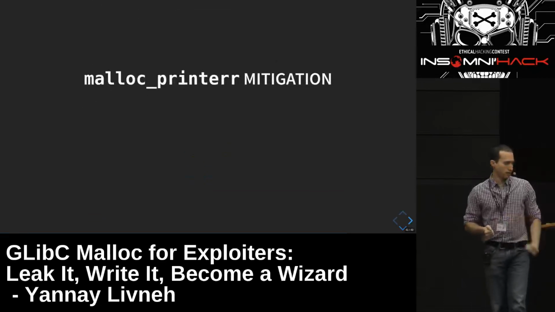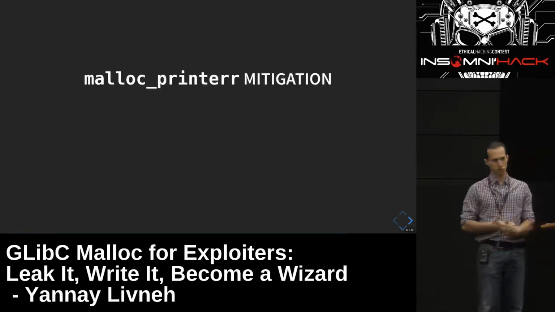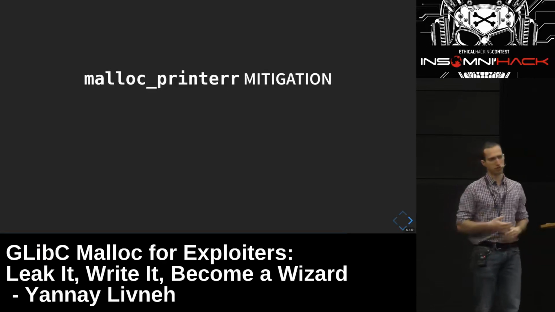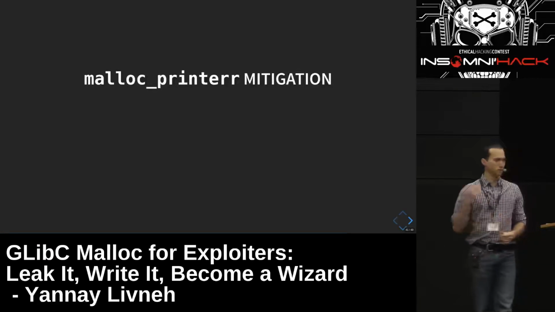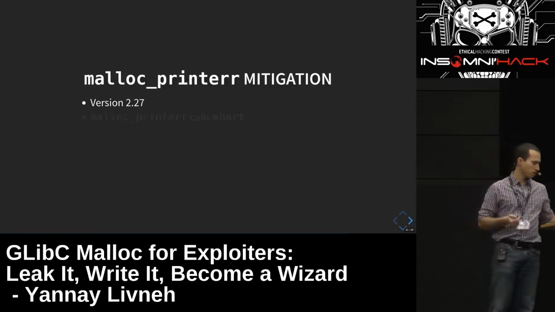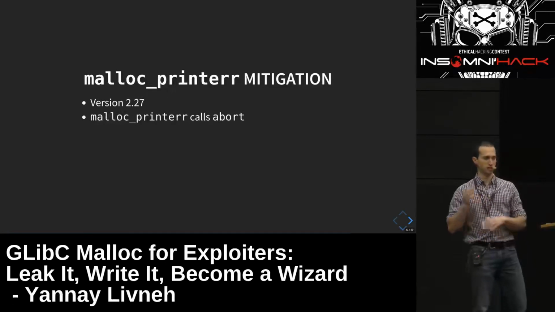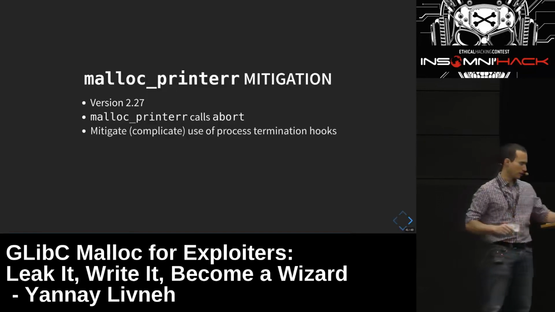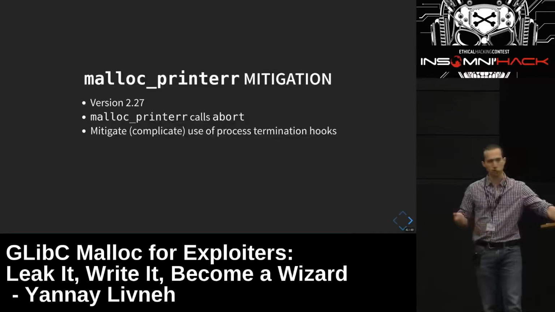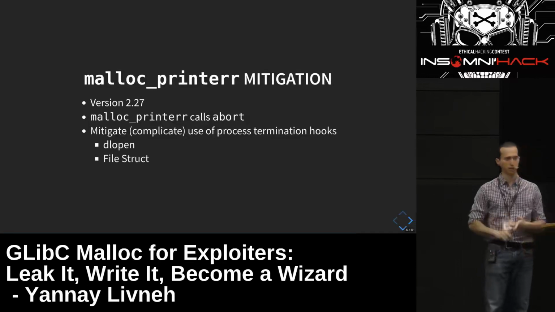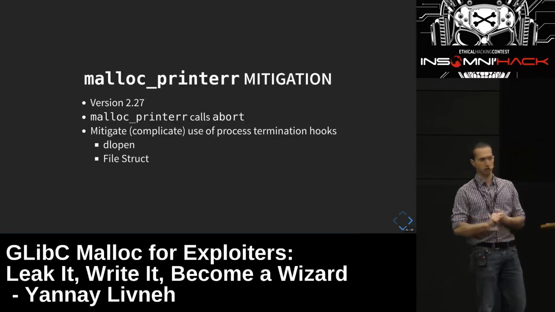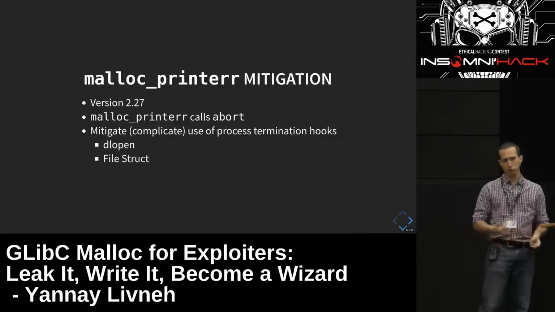So yeah, one thing, I don't know when it was released, but in the last version of GLibC Malloc, 2.27, there is a mitigation to print an error, and it just calls abort. It doesn't print a backtrace, it doesn't flush the files, nothing. So all the process termination hooks we were talking about, the DLOpen, the file struct, are not relevant in this last version, so it complicates exploitation.